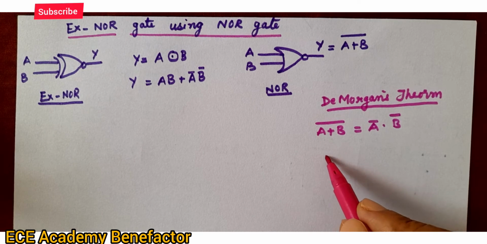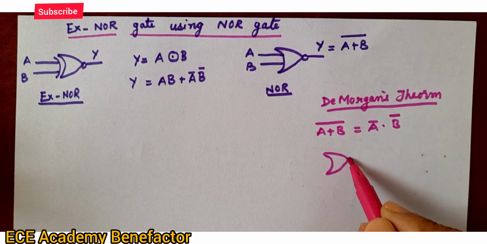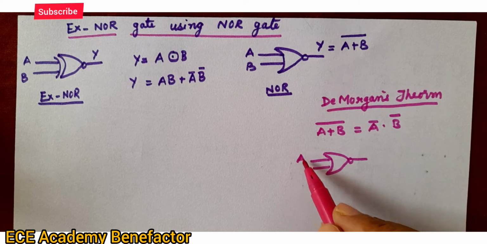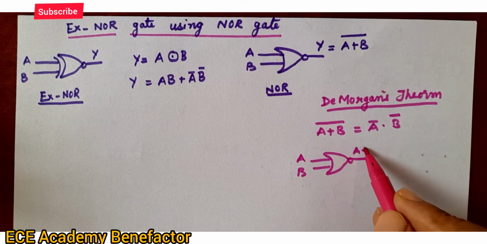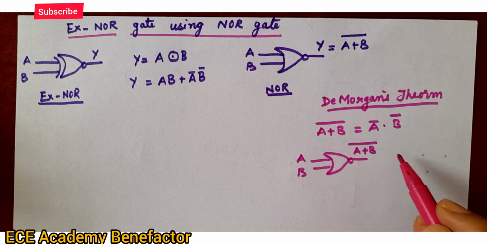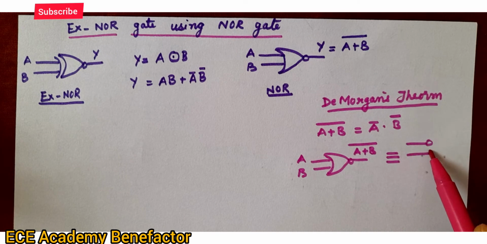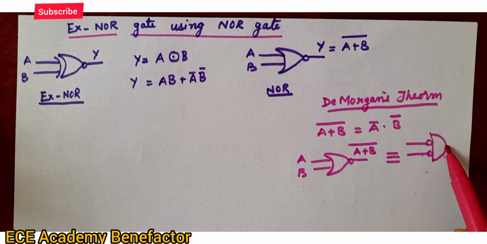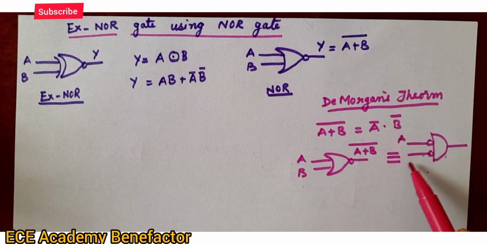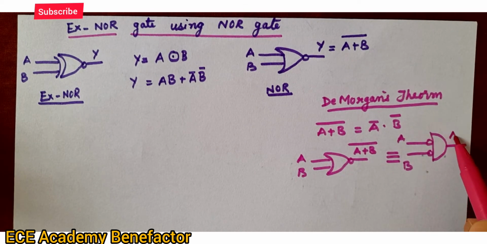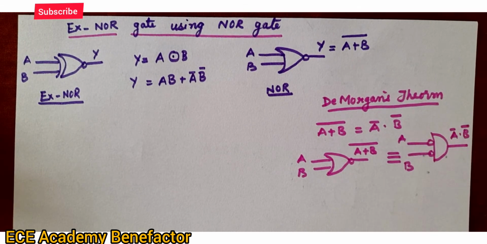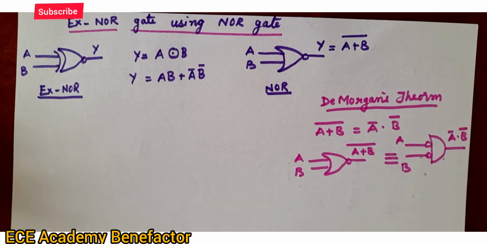Okay, what is it saying? NOR gate, inputs are A and B, this will come as A plus B the whole bar. The NOR gate is equivalent to a bubbled AND gate. The inputs here are A and B, so here you will get A bar dot B bar. So this equation you have to use while solving XNOR using NOR gate. NOR gate is replaced by bubbled AND gate.